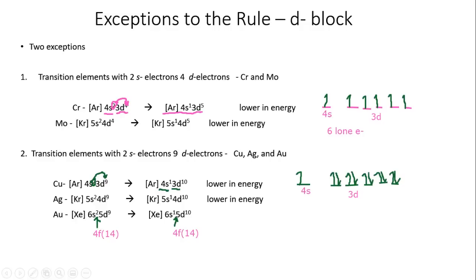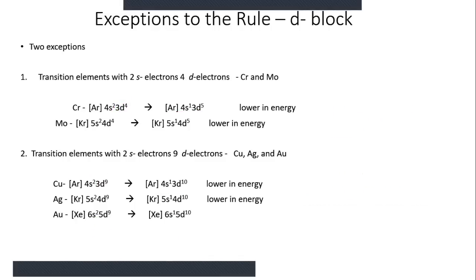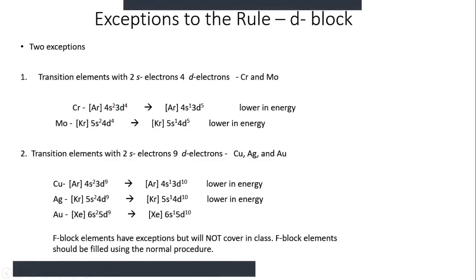So copper, silver, and gold have one lone electron. Make sure you remember this exception. These are exceptions to the aufbau rule for the D block elements. These are the only exceptions we're going to cover. The F block we're not going to cover, and we should just use a normal filling procedure for them.